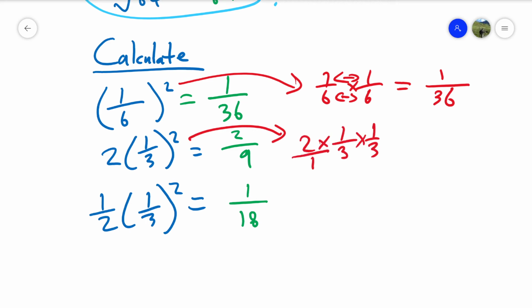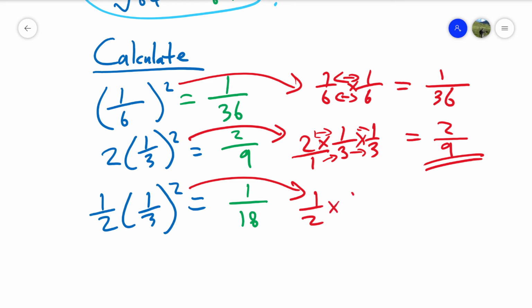I'm just going to immediately write 2 over 1, so I can just multiply across: 2 times 1 makes 2. I run all the way across the tops, all the way across the bottoms. 1 times 3 times 3 makes 9. There we go. That gets the answer. Exactly the same thing here. I've got a half times a third times a third, because that's what's being squared. 1 times 1 times 1 makes 1. 2 times 3 times 3 makes 18. Ta-da! There we go.